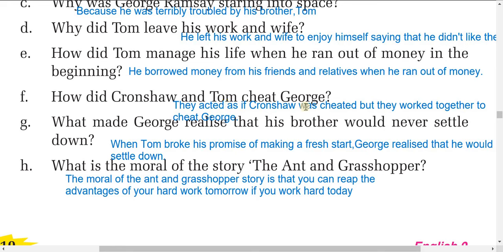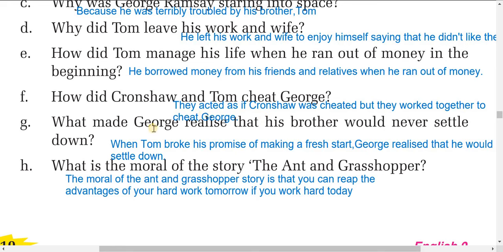Now, how did Cornso and Tom cheat George? Cornso and Tom finally they cheated George. Okay, they acted as if Cornso was cheated by Tom, right, in this way. They acted as if Cornso was cheated by Tom, but they worked together to cheat George.